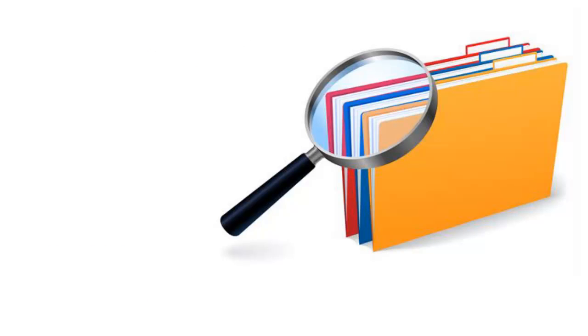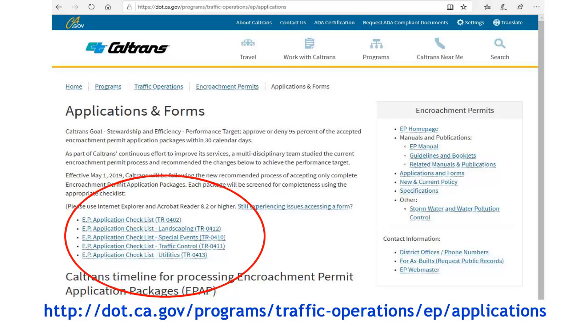Now let's talk about the supporting documents. Supporting documents must fully explain why you need to enter the state's highway right-of-way, how you intend to do what you need to do, and how much time you need to do it. You can use the checklists on the Applications and Forms internet web page at this link shown, or you can contact your local district encroachment permits office to help in determining which documents you need to submit.